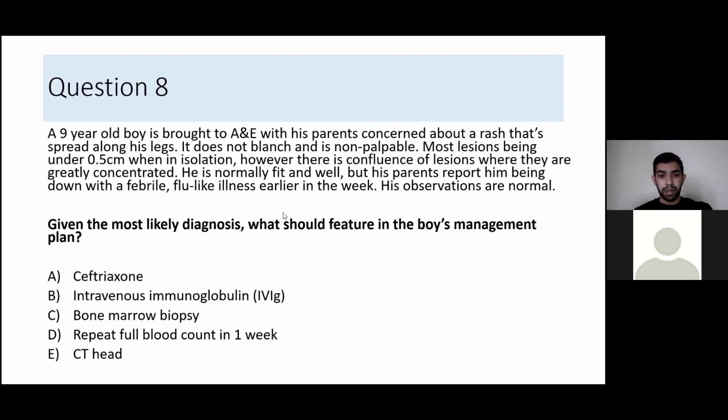Now, for the most part, the management for ITP is purely supportive. Okay, we do not do anything. If we're happy with them, we discharge them and give safety netting advice. The only time we might do something is if the platelets are so low that we might consider giving IVIG or steroids. But I've seen children with platelets as low as 20, sometimes going towards 10, and even then we've held off. Okay, so for the most part, we don't give any treatment.